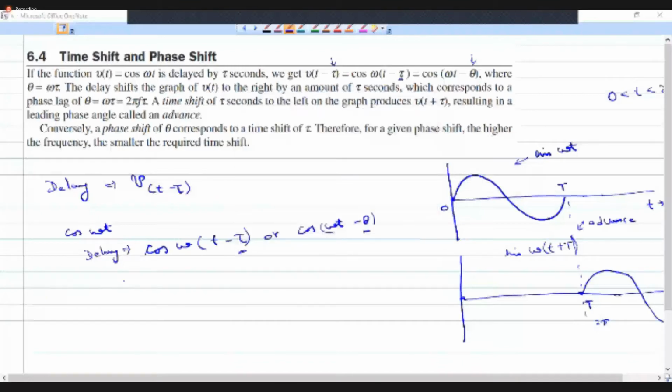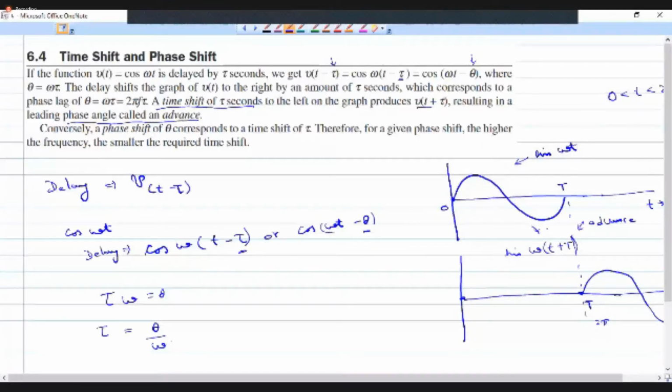Now I write this relationship like theta is equal to tau times omega. You cross multiply this, and we can write tau omega is equal to theta, or tau, the time shift, could be represented in terms of theta as equal to theta by omega. So a time shift of tau seconds to the left of the graph produces v of t minus tau, resulting in a phase angle called an advance. So when we add the time, it is called advancement in time, like we have seen in the case of the sinusoidal function here.